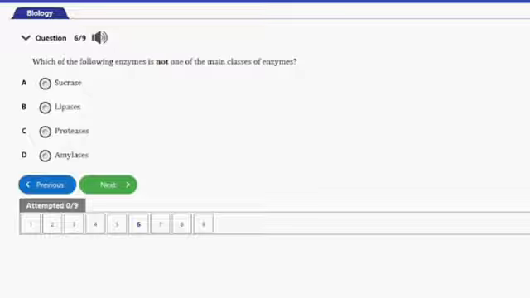Sucrase is not one of the main classes of enzymes in digestion. Actually, sucrase is specifically for digesting sucrose, and that's it for that question. Let's go ahead and consider the next question, guys. That's question number 7 here.